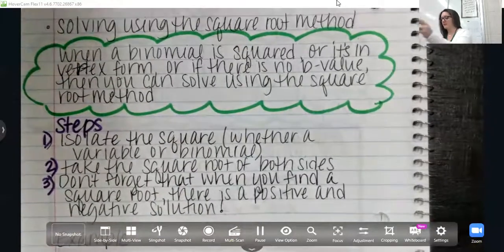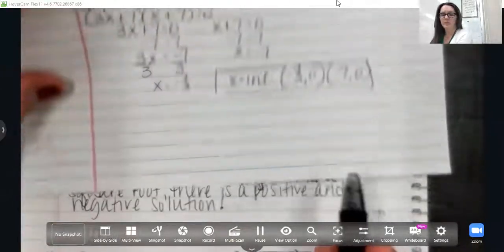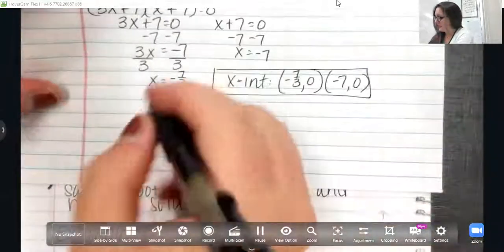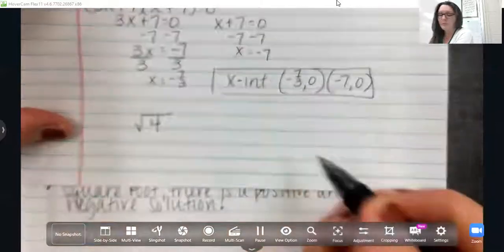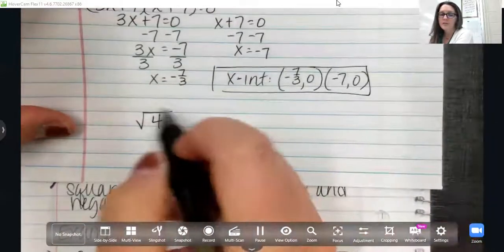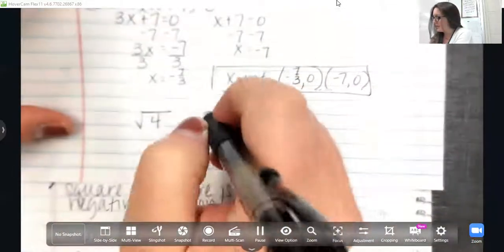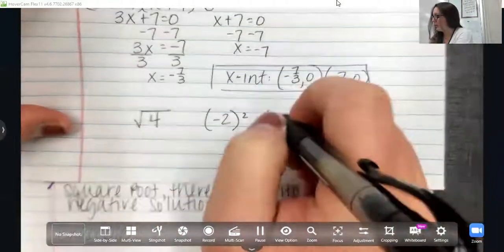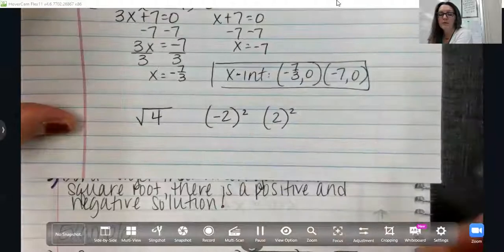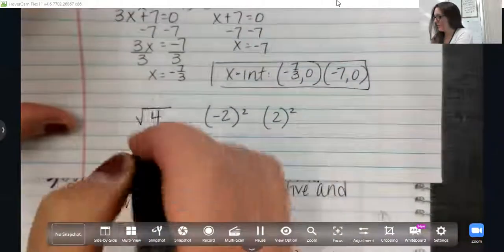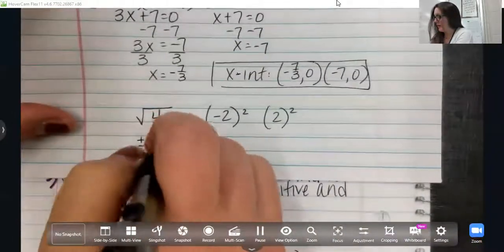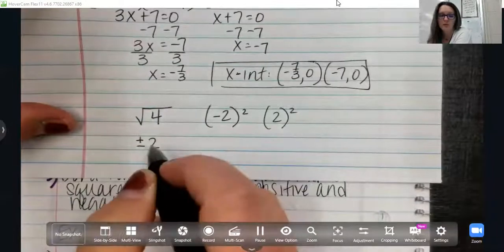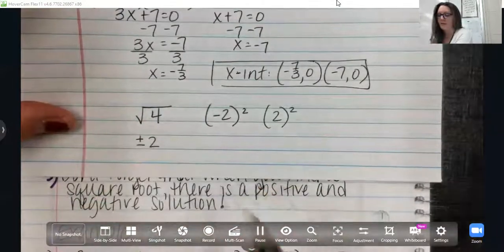So let's think about this. Show you this down here. If I do the square root of 4, what two numbers could get 4 if I square them? Well, I could square -2 and get 4, or I could square 2 and get 4. So the square root of 4 is actually positive or negative 2. That's where you get that little ± sign there.